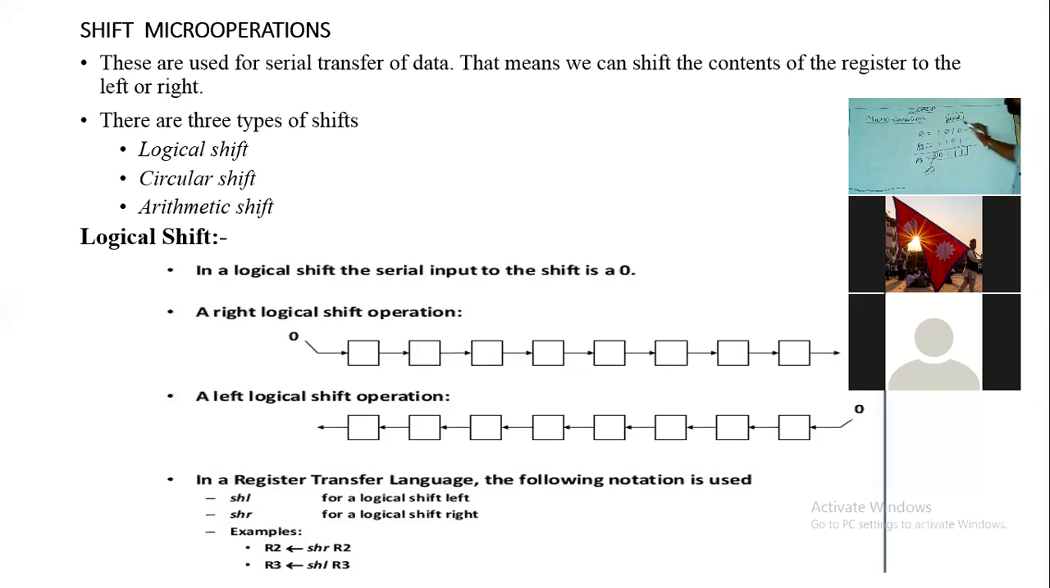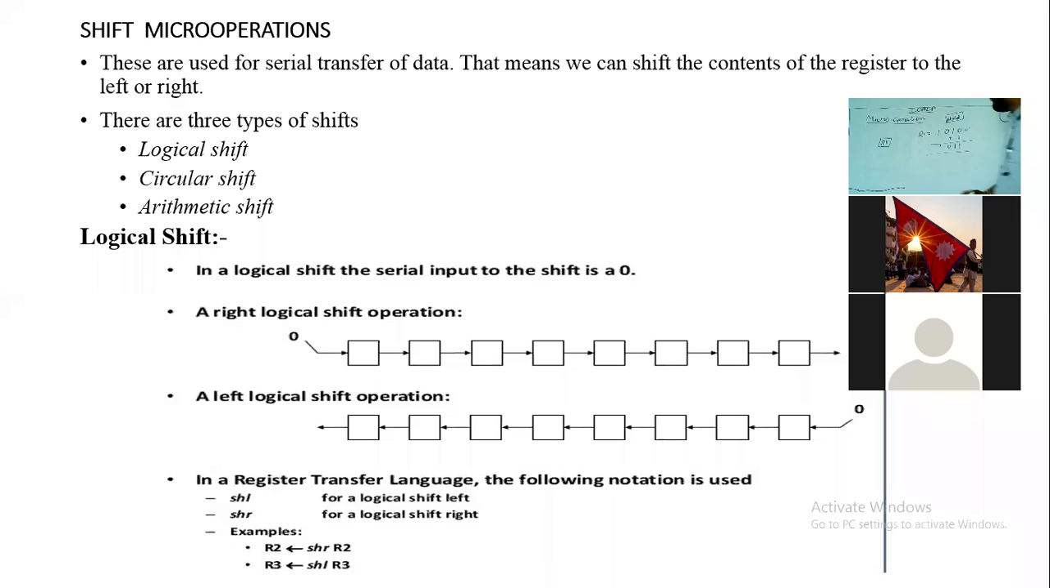If I want to increment the content of the R1 register by 1, how do we perform the increment operation? I write the content of R1, 1010, and add 1, which gives 1011. This is the increment operation. This is how we perform the increment operation.